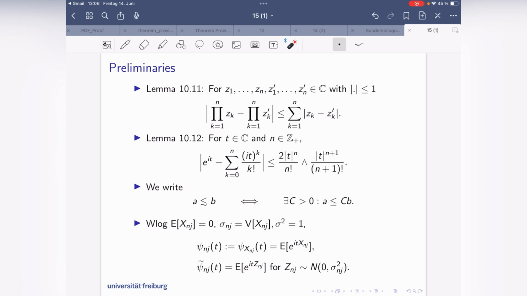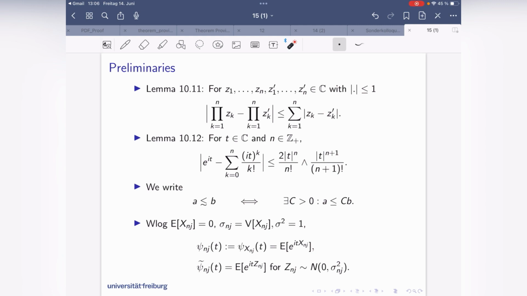So I will need that the characteristic function of the sum of the X_nj's, which is a product of some complex numbers, converges to the product of the characteristic functions of the Z_nj's, which is the product of other complex numbers. I will have here two preliminary lemmas, which I'm not going to show. They're basic estimates for complex number calculations. They are in the manuscript.